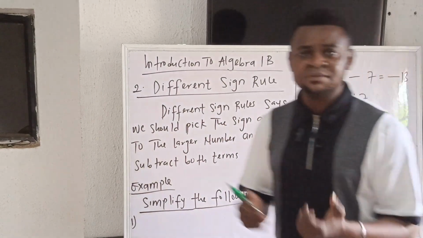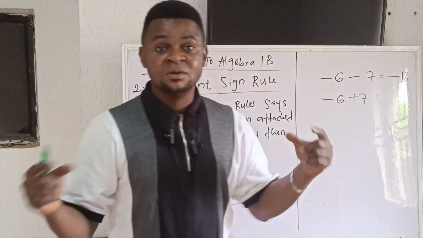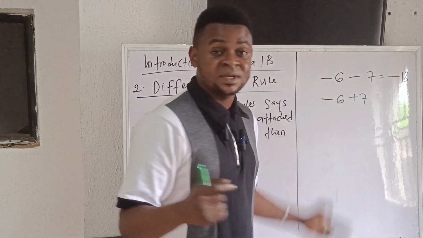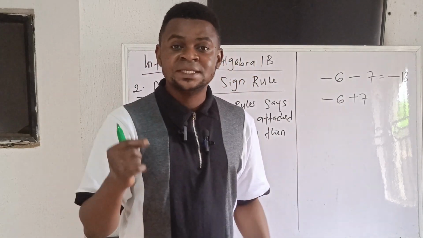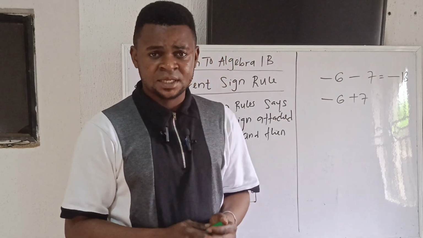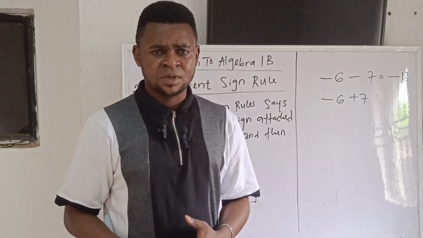If you're given any algebraic expressions and they have different signs, or if you're given any numbers to simplify and the numbers have different signs, just like the one I've written on the board, what does the rule say you should do? The rule says you should pick the sign attached to the larger number and then subtract both terms. Now, how do you identify the larger number? How do you know which number is larger or smaller?